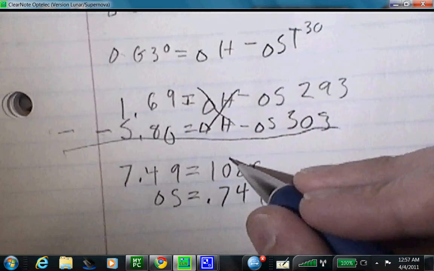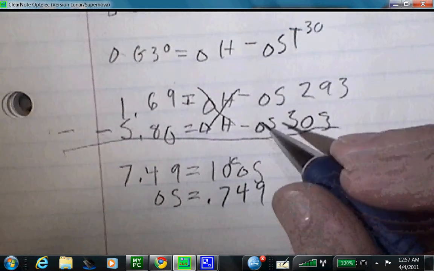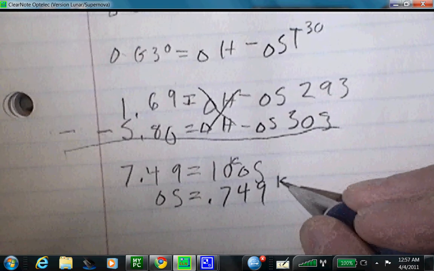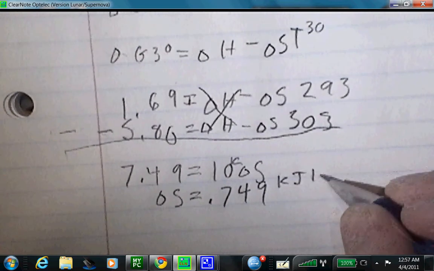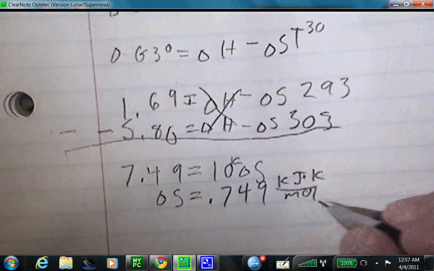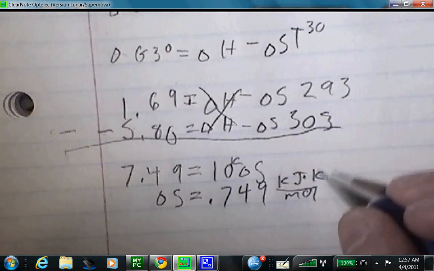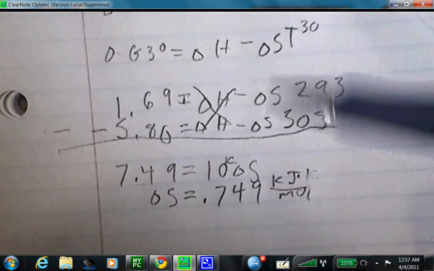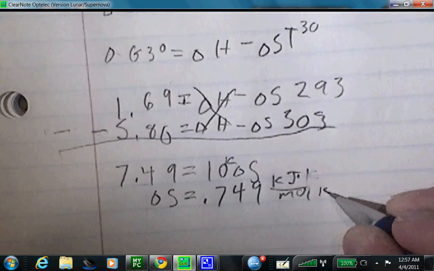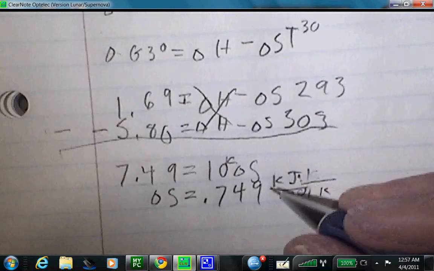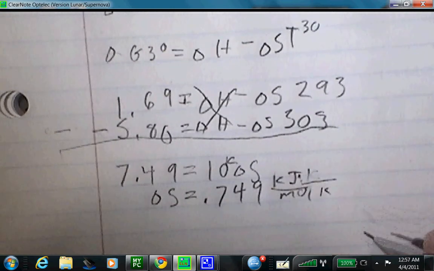This is going to be Kelvin. And so our delta S is going to be in kJ per Kelvin per mole. No, sorry. It's going to be Kelvin down here. Completely sorry. So kilojoules per mole Kelvin.